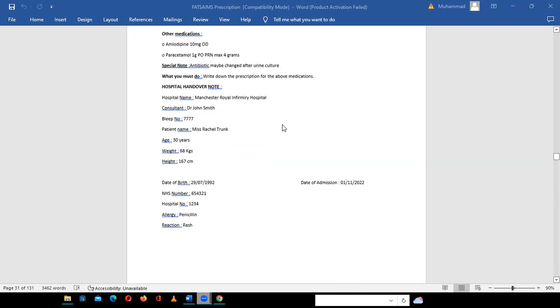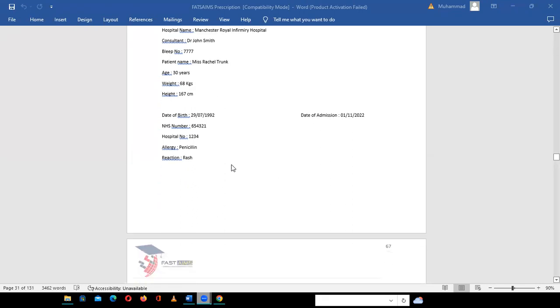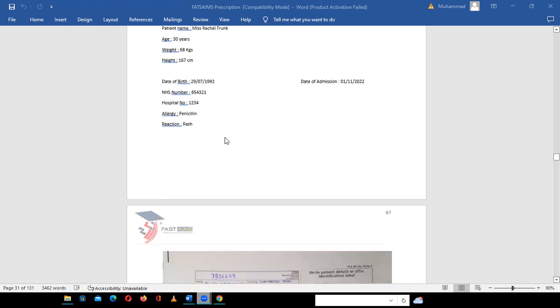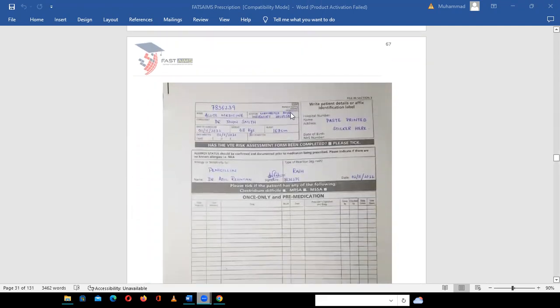So the hospital name is the same, Manchester Royal Infirmary Hospital, consultant Dr. John Smith, Bleep 7777. Patient name is Miss Rachel Crunk, aged 30 years, and she's 68 kgs, 167 centimeters of height. So she was admitted on 1st of November 2022. Here's the date of birth, NHS number, hospital number, allergy status. She is allergic to penicillin and she develops rash after taking penicillin. So let's have a look at this prescription.